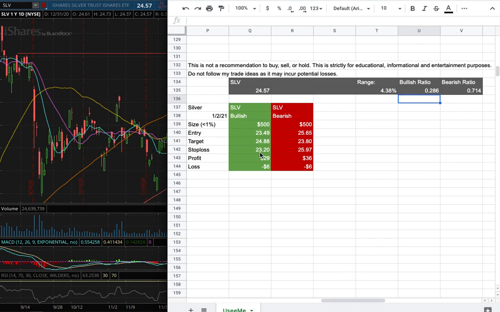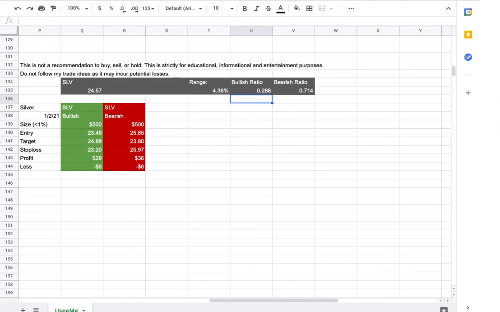However, if I were to open a short position, my entry is at $25.65, and that is this range here. My sell target for it is at $23.80, and my stop loss is at $25.97. So whichever entry price were to hit first, that will be my position of the week.